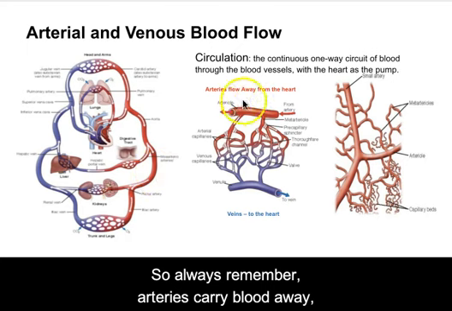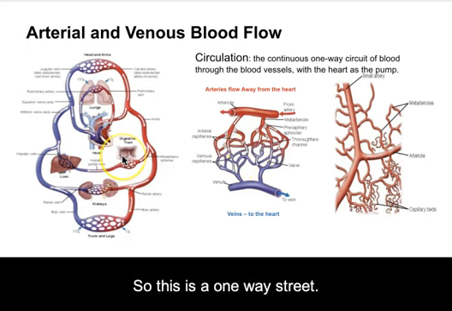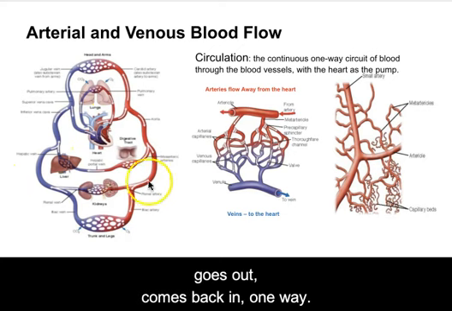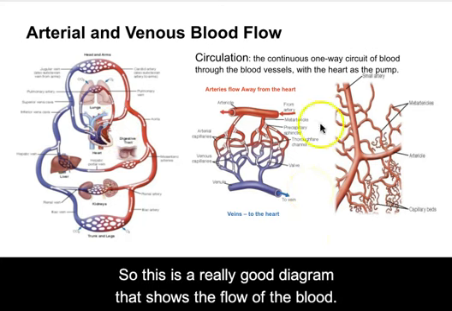So always remember, arteries carry blood away from the heart. Veins carry blood to the heart. So this is a one-way street. It goes out, comes back in, goes out, comes back in. One way. It's not a two-way street. This is a really good diagram that shows the flow of the blood.